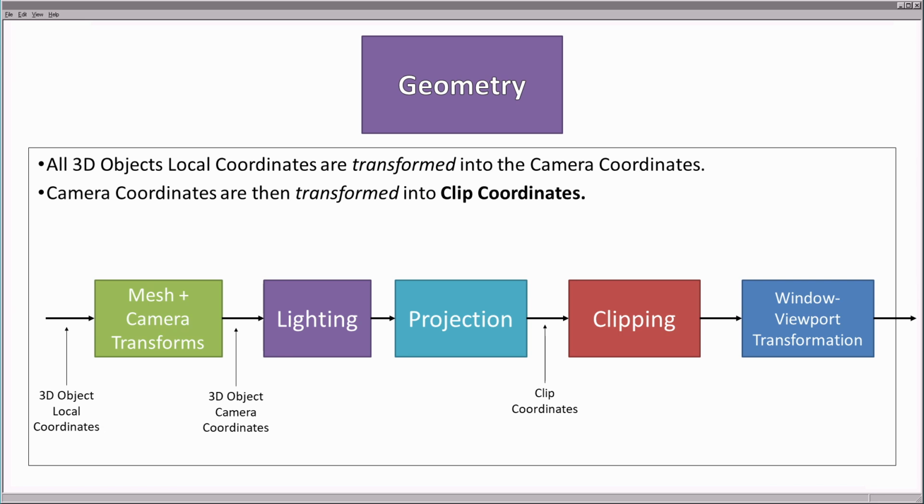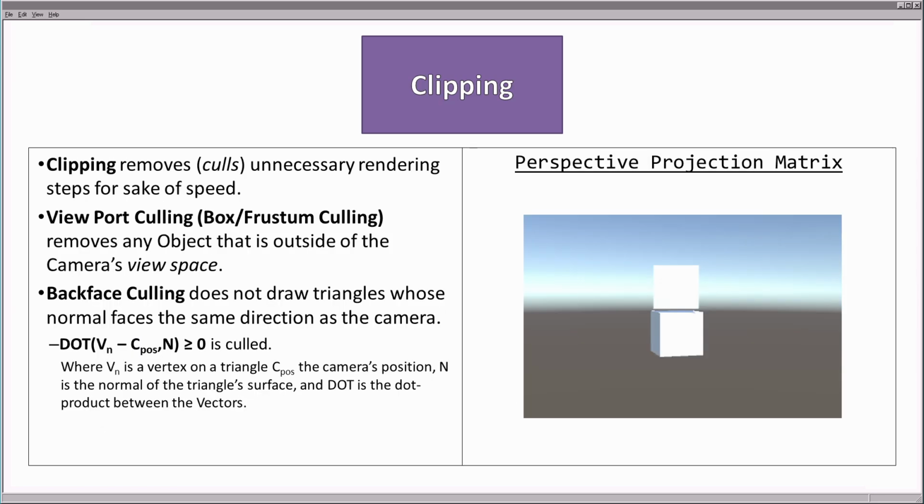All 3D objects' local coordinates are transformed into the camera coordinates. Camera coordinates are then transformed into the clip coordinates. Clipping removes or culls unnecessary rendering steps for the sake of speed. Viewport culling or box frustum culling removes any object that is outside of the camera's view space. Backface culling does not draw triangles whose normal faces the same direction as the camera.